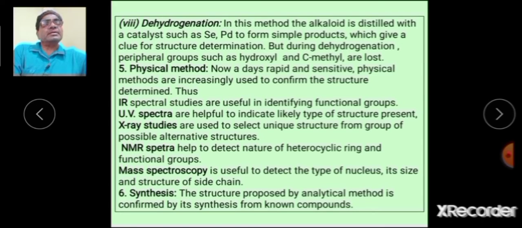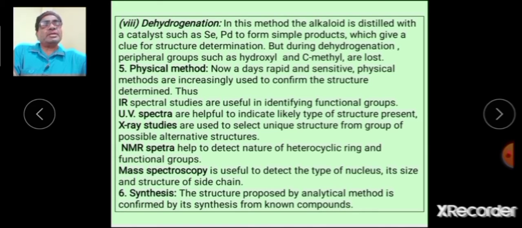Now, dehydrogenation. In this method, the alkaloid is distilled with a catalyst such as selenium to form simple products which give the clue for structure determination. But during this dehydrogenation, peripheral groups such as hydroxy and C-methyl are lost, and therefore care should be taken. Physical methods now.